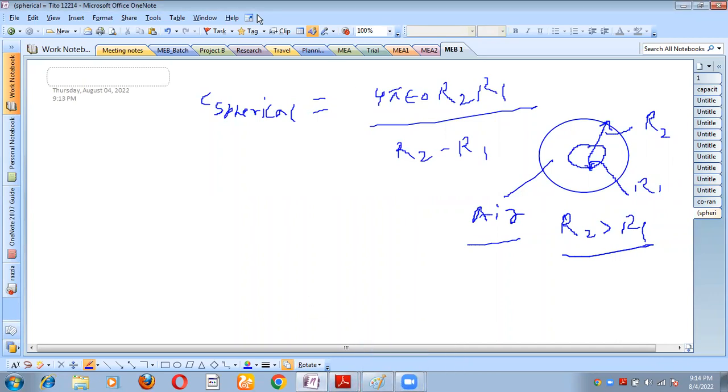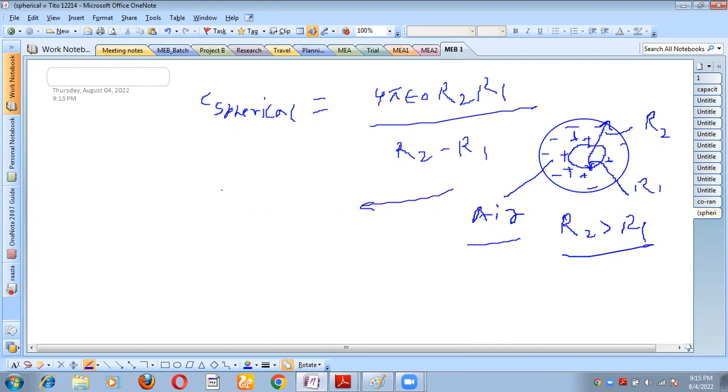No, sir. Okay. So this is the capacitance of it. And the thing is that the charge must be confined within the plates only. It should not be outside. For a capacitor, charge must be between the plates only.